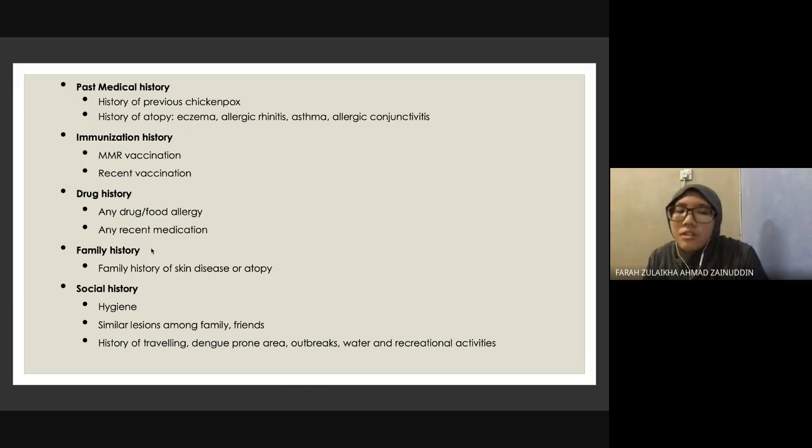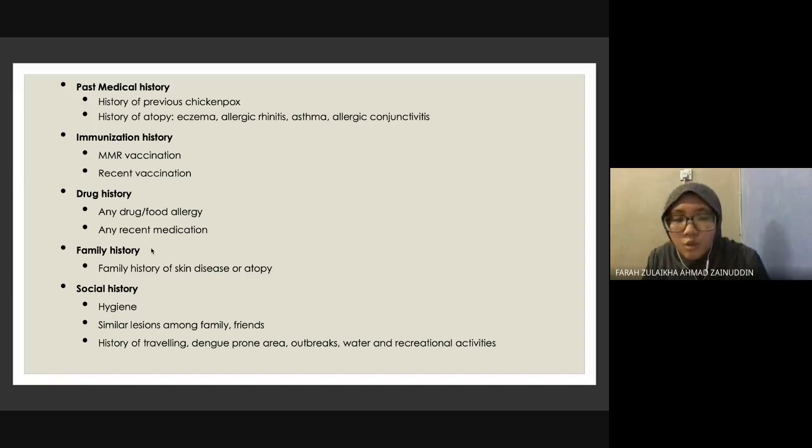And we need to also know about the past medical history. Does this patient have a previous history of chickenpox? Because a second time of chickenpox could be shingles. And next is history of atopy, as I mentioned just now, and immunization history, about the MMR vaccine and other recent vaccinations, because it could be a manifestation or a reaction towards a vaccine. And next is drug history. Ask about any drug or food allergy or any recent medication that the patient took. For family history, ask about family history of atopy and other skin diseases.